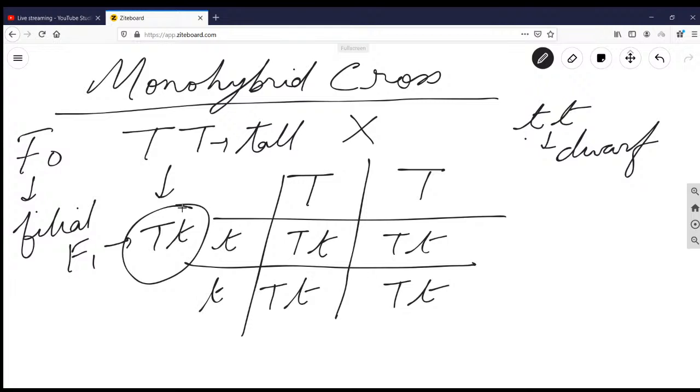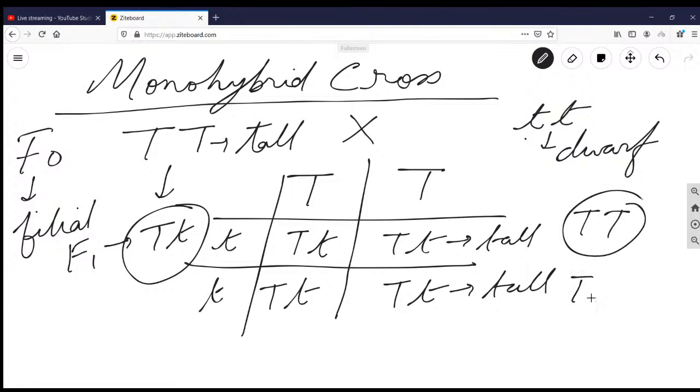Genotype means what alleles it has. If it contains capital T small t, that is the genotype, but phenotypically all look tall. So the genotype will differ. This is a different genotype, because here it has two identical alleles, and here different alleles. But phenotypically this one will also be tall. That is the difference between phenotype and genotype.